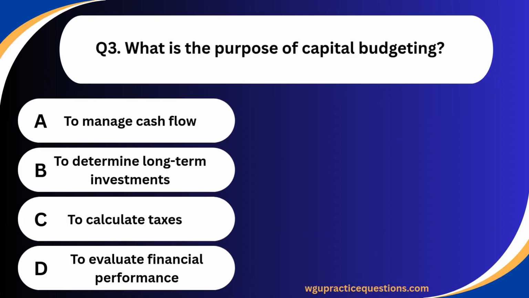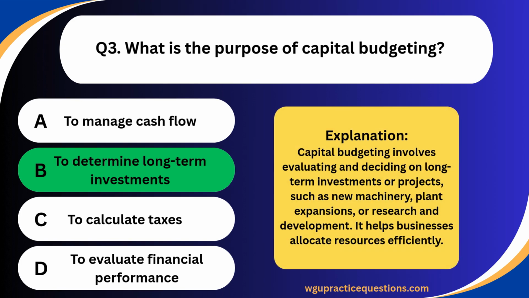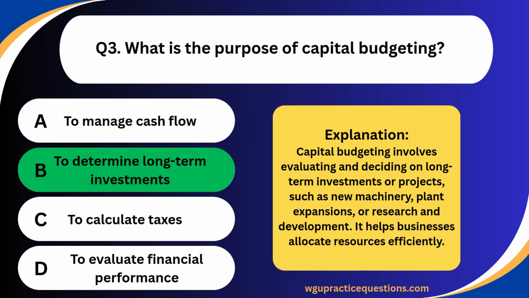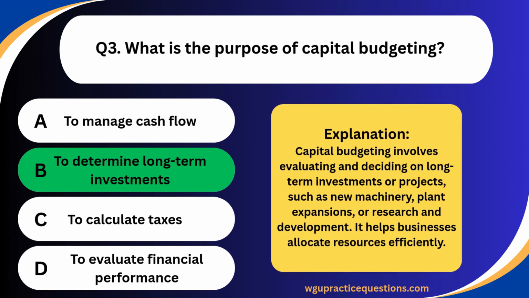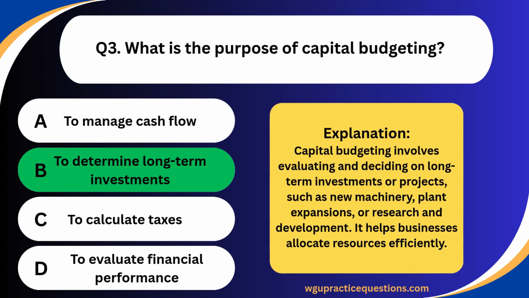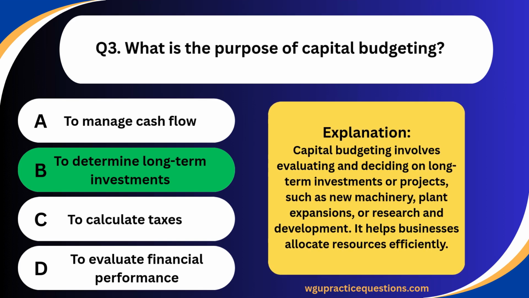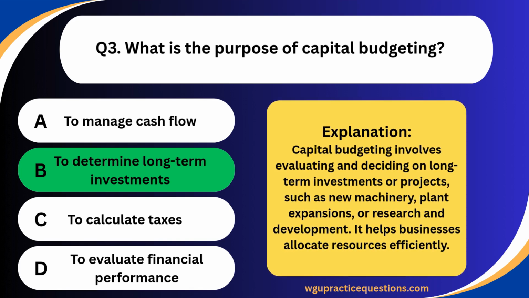The correct answer is B. Evaluating long-term investments. Explanation. Capital budgeting involves evaluating and deciding on long-term investments or projects, such as new machinery, plant expansions, or research and development. It helps businesses allocate resources efficiently.